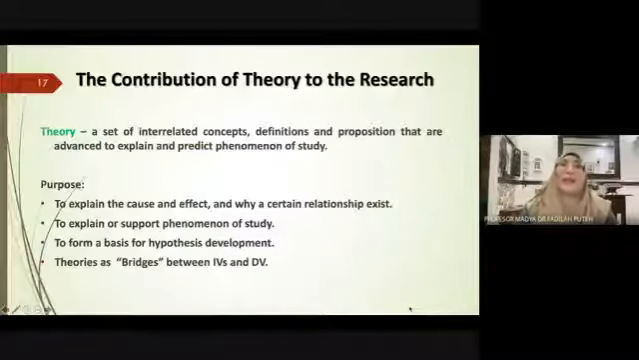Okay, let's take a look at the contribution of theory to the research. What is theory? Theory is basically a set of interrelated concepts, definitions, and propositions that are advanced to explain and predict the phenomenon of study. All right.